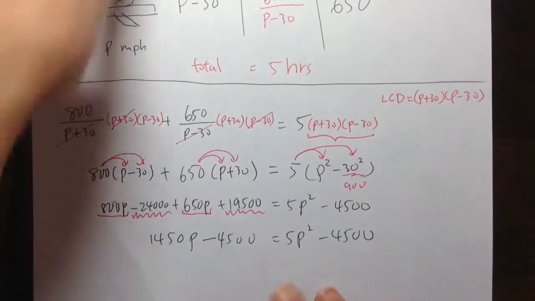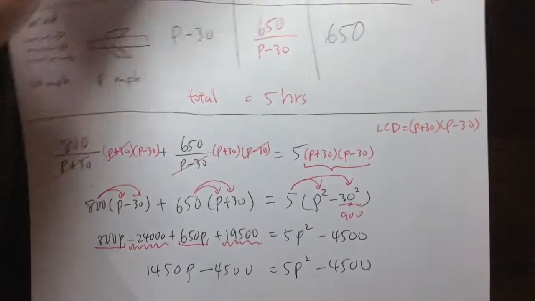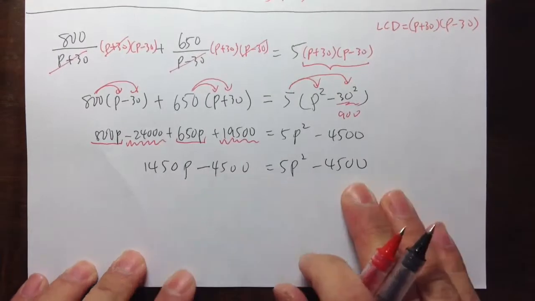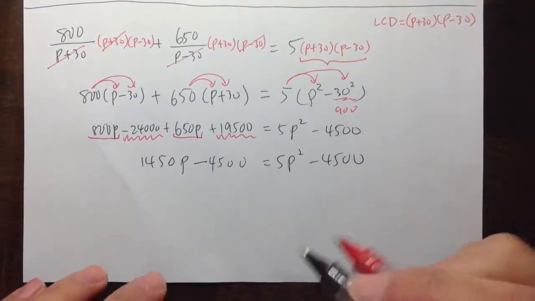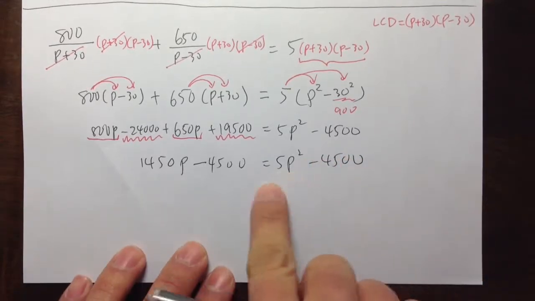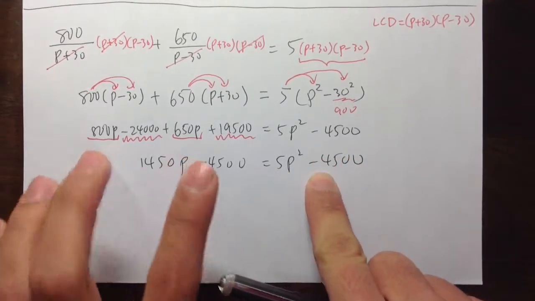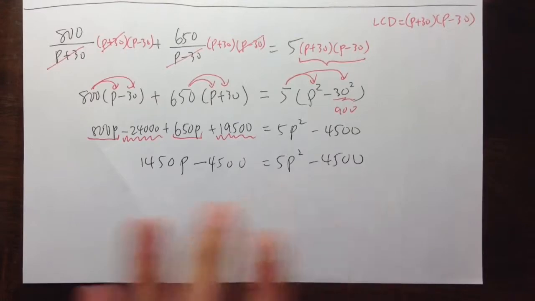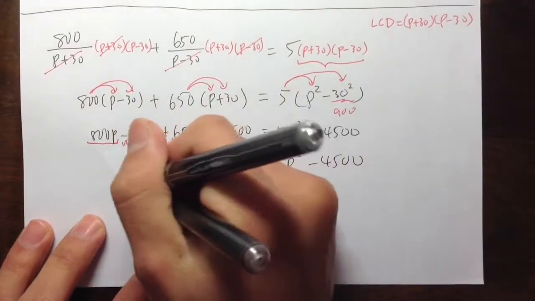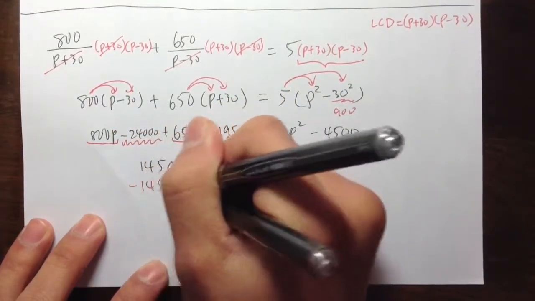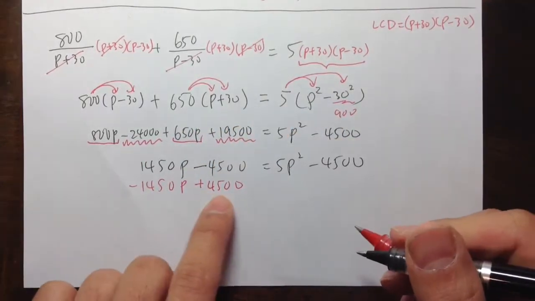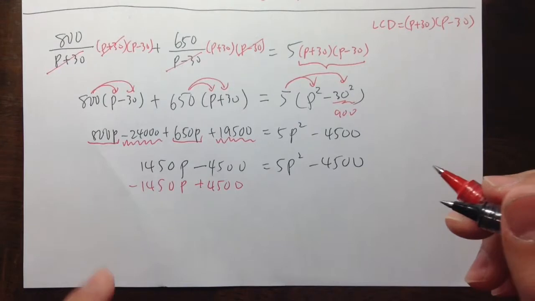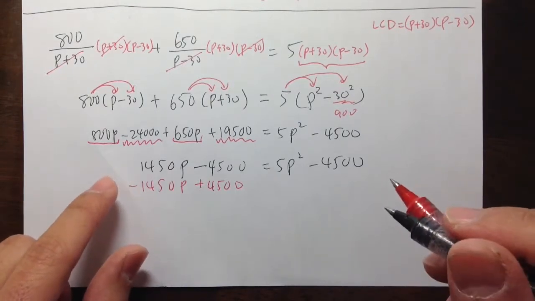Because we have something to the second power, this is a quadratic equation. I need to make one side equal to 0 and then do all that. Since the 5p squared is here, I want to move this to the right hand side. So let me write this as minus 1450p and then plus 4500. I think I missed a 0, let me see. Never mind.